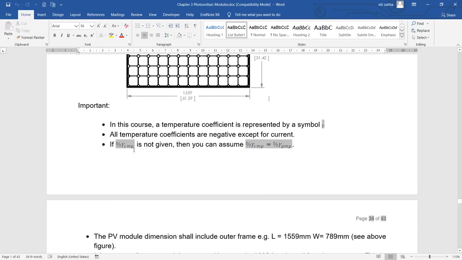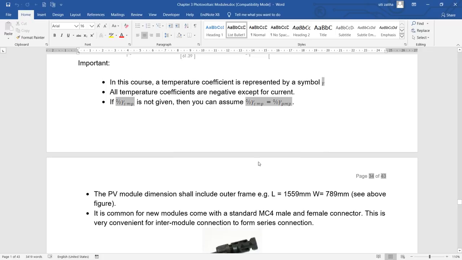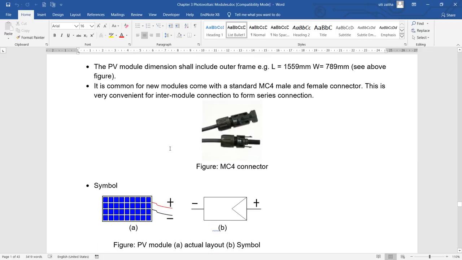If percentage gamma VMP is not given, then you can assume percentage gamma VMP equals percentage gamma VOC. This is because of the temperature coefficient. The temperature characteristic for voltage and power is similar, because the power comes from the multiplication of voltage and current, which both vary due to temperature.